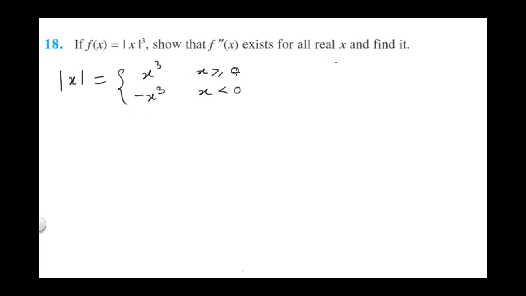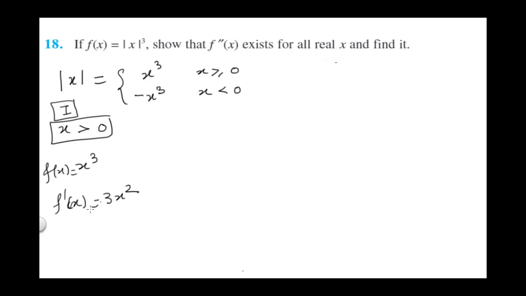So first of all, if we do it for x greater than 0, which I take as the first case, or let us write it more clearly, when x is greater than 0, right? In the first case, x cube is the function. What will be f dash x? That means the first order derivative. It will be 3x square, and when I find f double dash x, which is the second order derivative, it is 6x. Clear?